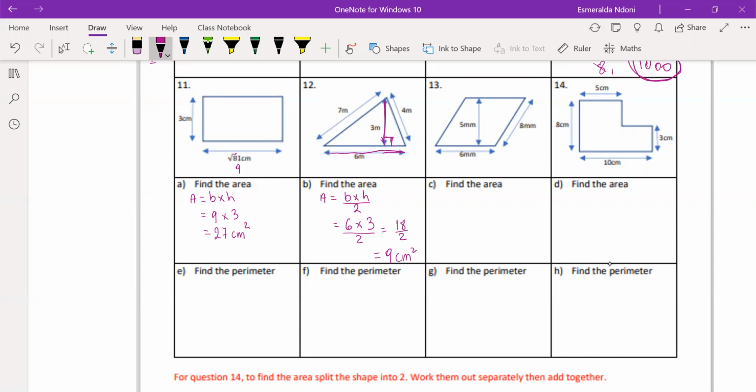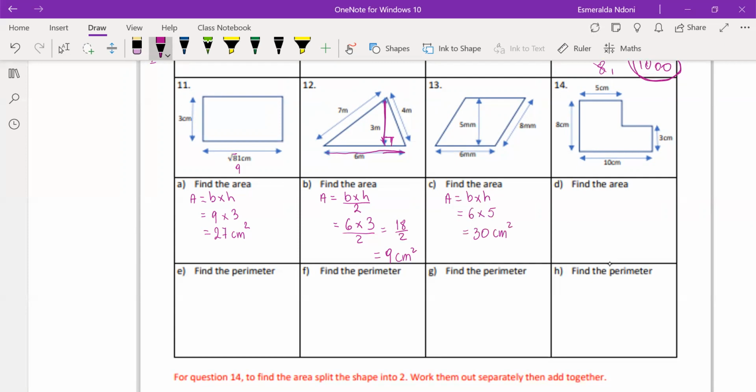Number 13. We have an area again. What shape do we have? It's a parallelogram. The area for a parallelogram is base times height. You must remember these formulas, but with practice, they're going to get easier to remember. Base is 6. Height, the one standing up. Don't get confused with the 8, we've got nothing to do with it. 5. 6 times 5, 30 centimeters squared.